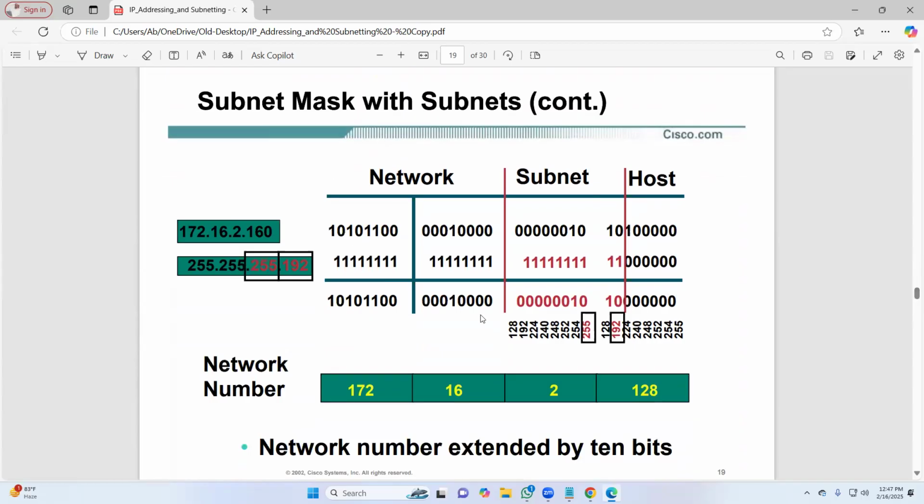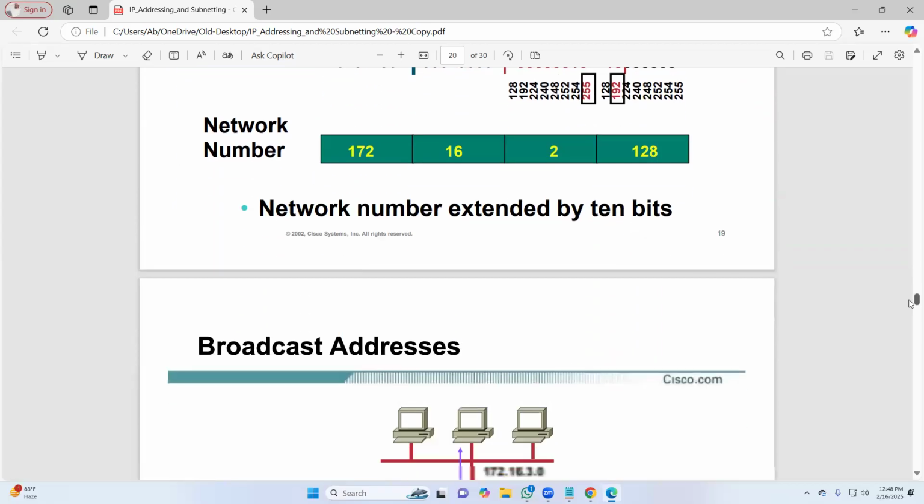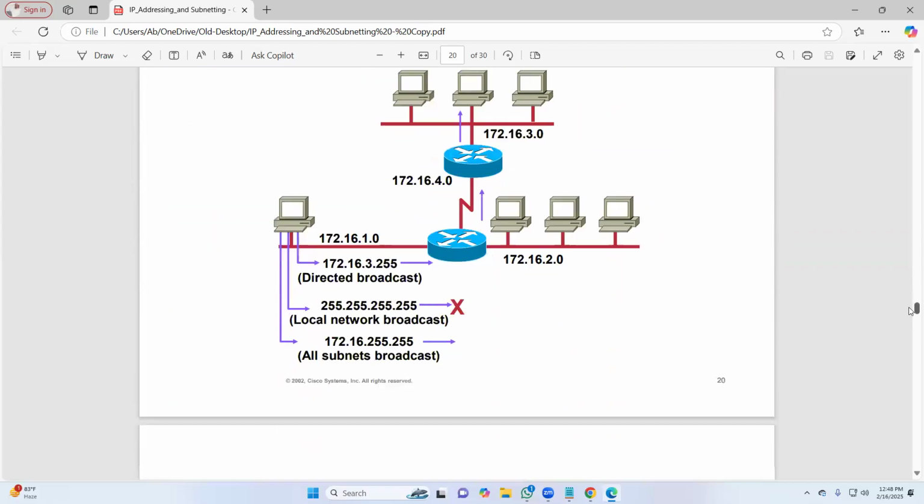Subnet mask, it means it's the same thing. But inside the subnets, you can create multiple subnets and just assign the subnet mask. This is basically the subnet mask here, but you can create multiple subnets. And broadcast address means all are 255, 255, 255, 255. It means it's a broadcast.